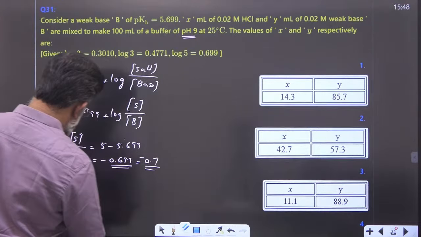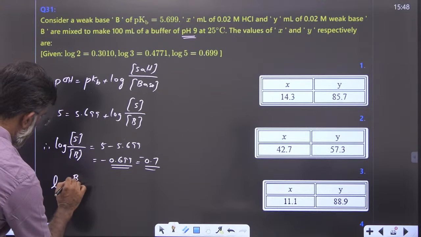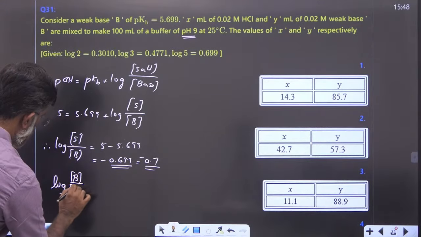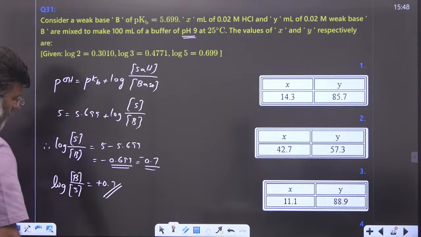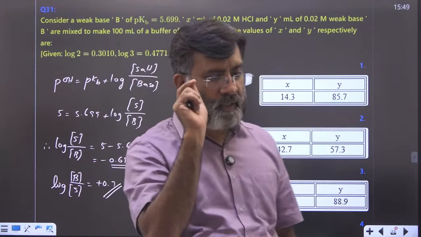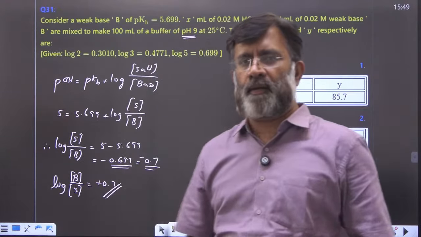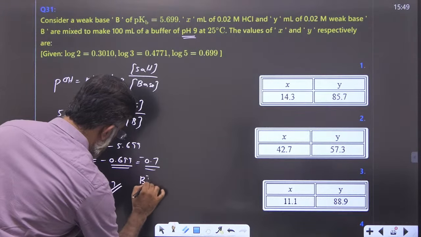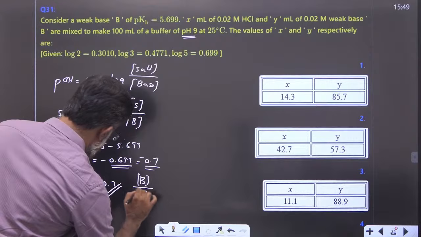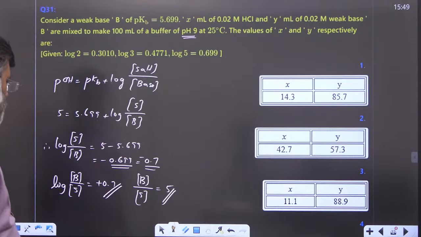If this is minus 0.7, you can take the log the other way, just the opposite, and you get plus 0.7. Hope you remember the log value. Which log value comes out to 0.7? We have studied it in the class. It is log 5. Log 5 is 0.7. So the concentration of base by concentration of salt is equal to 5.